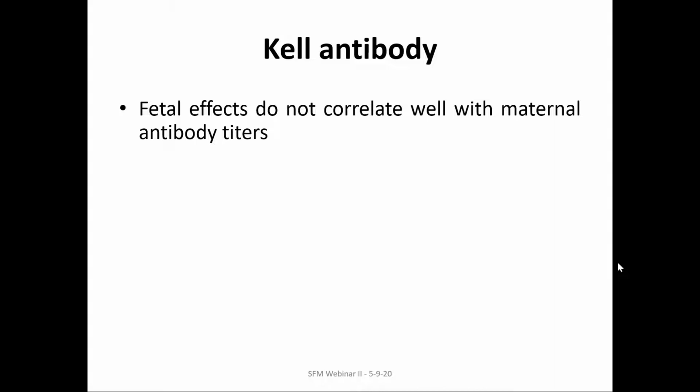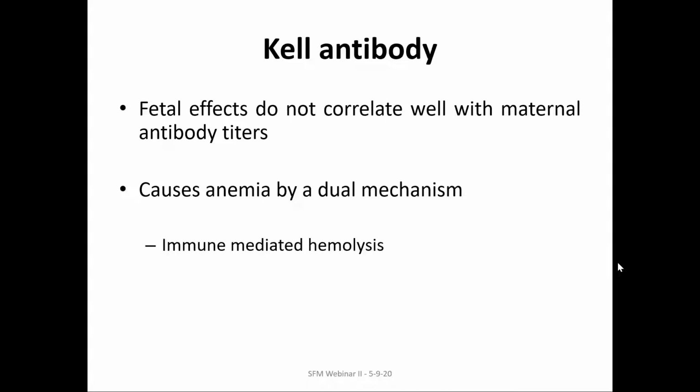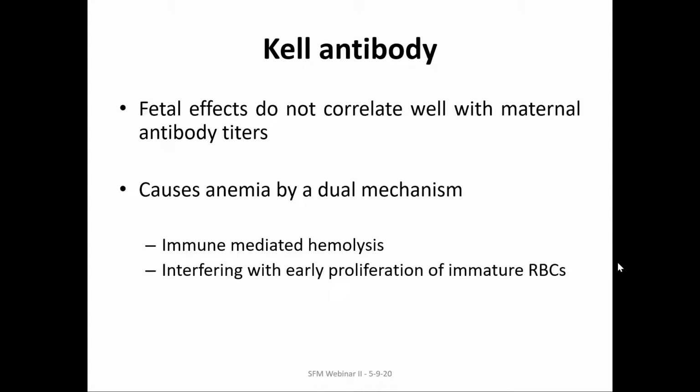The reason that the fetal effects do not correlate with antibody levels or titers when the antibody involved is a KEL antibody is because, unlike the D antigen or any of the other rhesus antigens or antibodies, the KEL antibody causes anemia by a dual mechanism. One, like all the other antibodies, it can cause immune-mediated hemolysis and red cell destruction, and therefore anemia. But a unique property of the KEL antibody is that it interferes with early proliferation of immature red blood cells. This dual mechanism is what causes fetal effects to outweigh the maternal antibody titers.